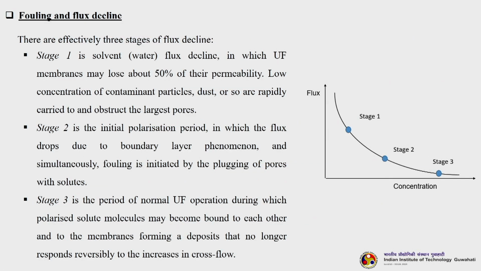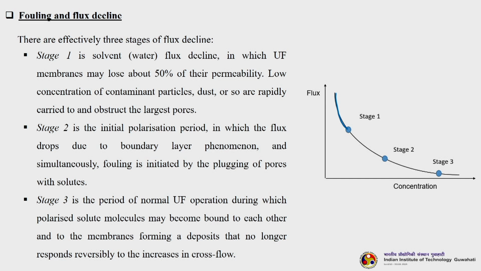So, let us understand the different stages of fouling. Usually, the stages in ultrafiltration fouling are described by 3 stages: stage 1, stage 2 and stage 3. In stage 1, the solvent or water flux decline is happening actually. So, here from here to here.